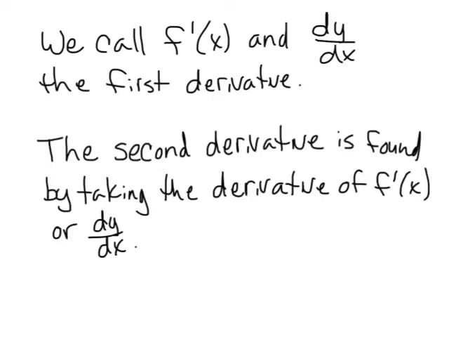Now we call f prime of x and dy dx the first derivative, but I can take as many derivatives as my function allows. So quite often we find the first and the second derivative. The second derivative is found by doing the same thing again, taking the derivative of f prime of x, or dy dx.